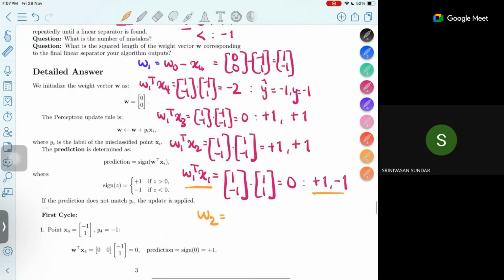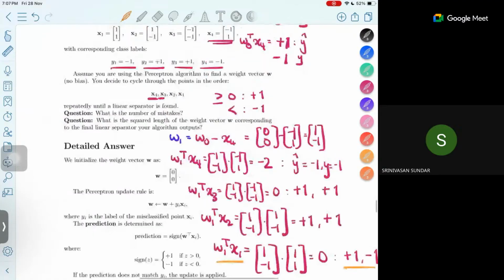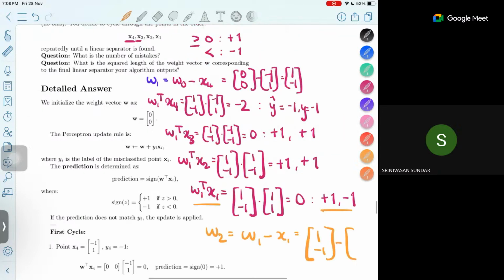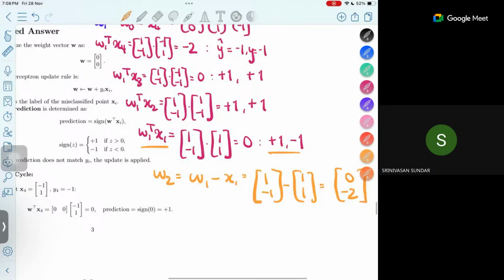So we'll get W2 is equal to W1 plus x1 times y1, right? And y1 is what? Y1 is minus 1. So this is minus x1. W1 was 1 comma minus 1 minus x1. What is x1? 1 comma 1. So 1 minus 1 is 0, minus 1 is minus 2, right? So please correct me if I'm making a mistake somewhere. I think so far it's correct. Right, so this is W2. Now let's cycle through all the points again.